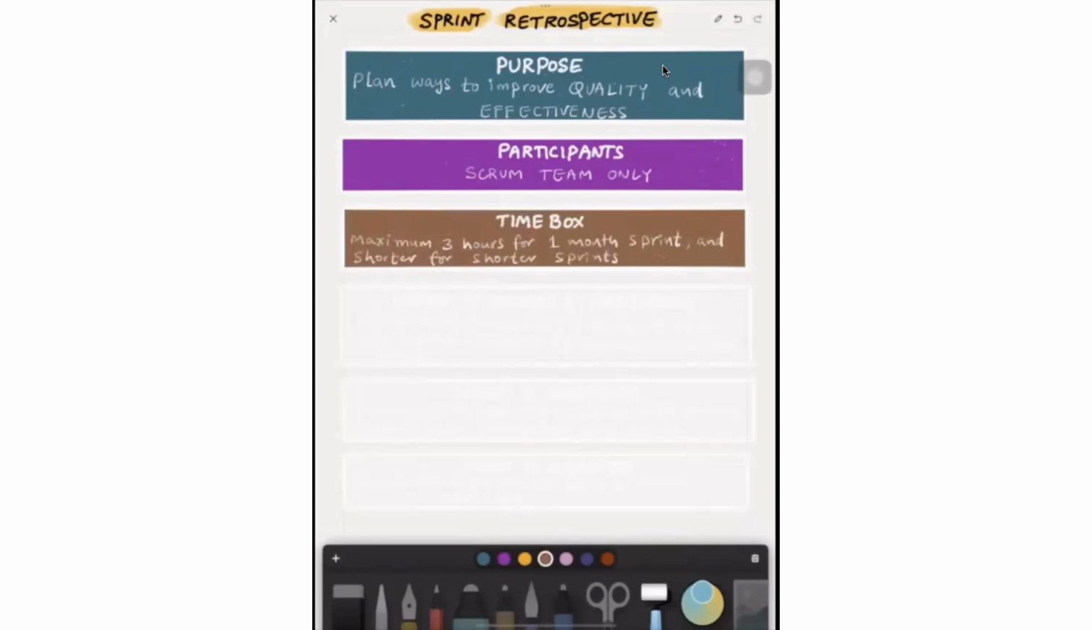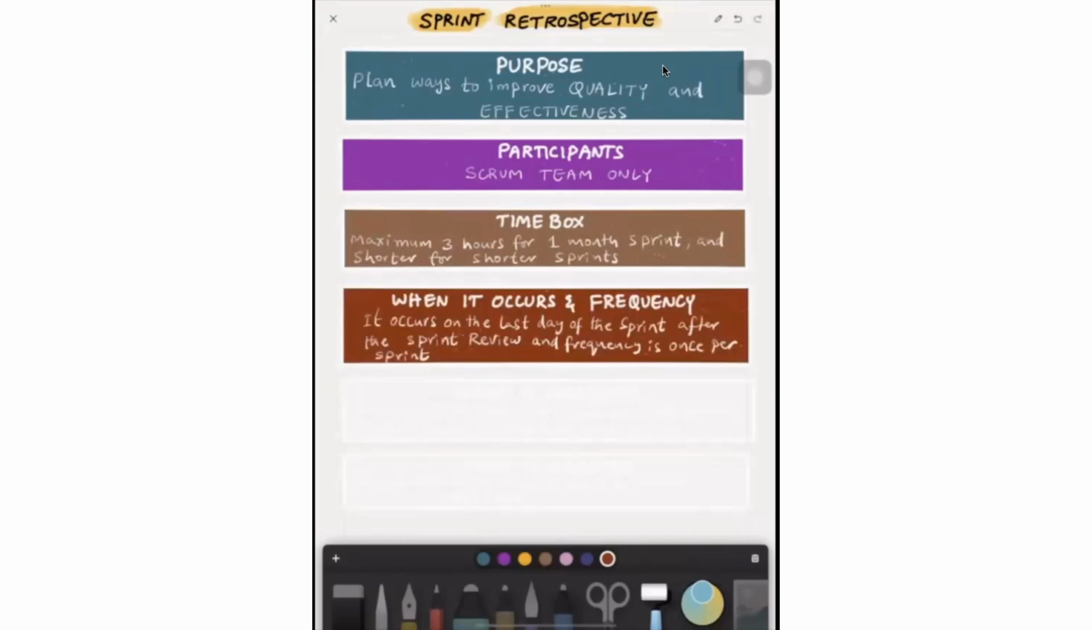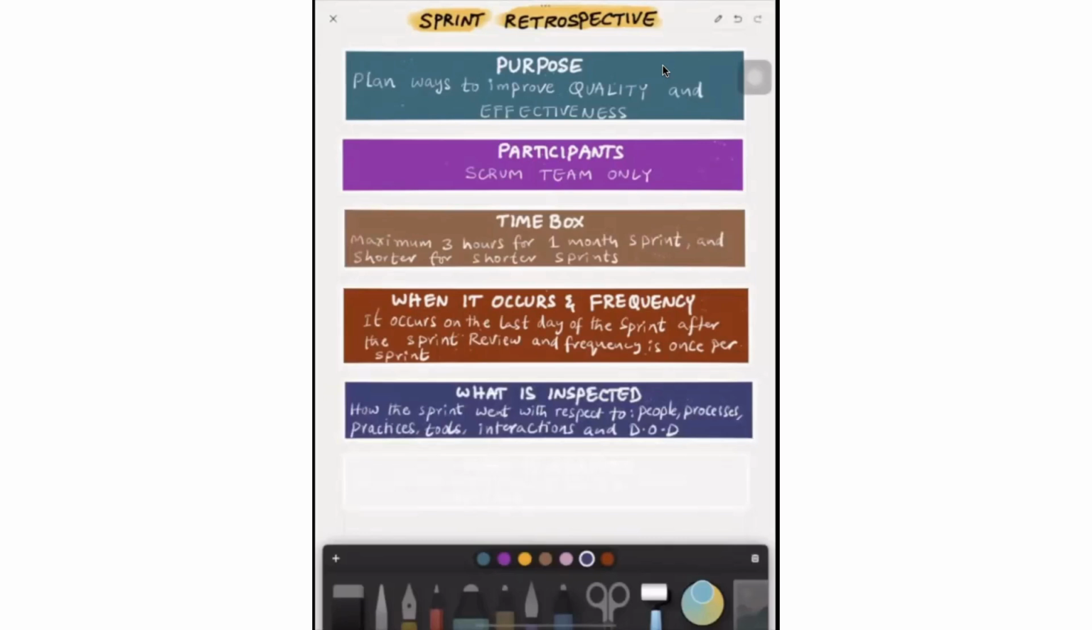Then time box, maximum 3 hours for 1 month sprint, and it is shorter than that for sprints shorter than 1 month, usually for retrospective. And when it occurs and frequency, it occurs on the last working day of the sprint after the sprint review, and the frequency is once per sprint. That means if you are running weekly sprint, every week one retrospective. If you are running 2-week sprint, then every 2 weeks one retrospective. If your sprint length is 1 month, then monthly one retrospective. So once per sprint.